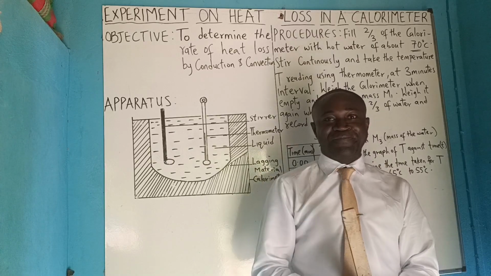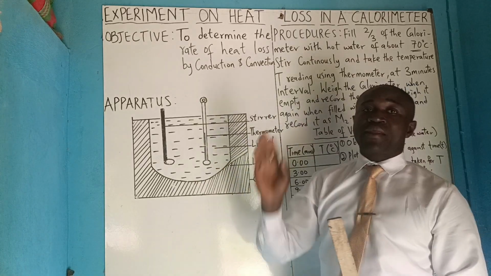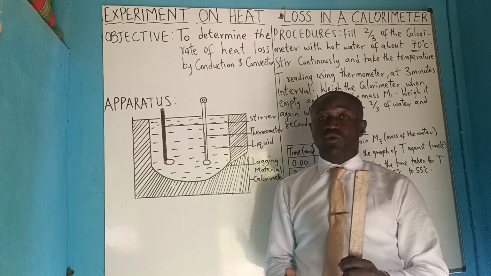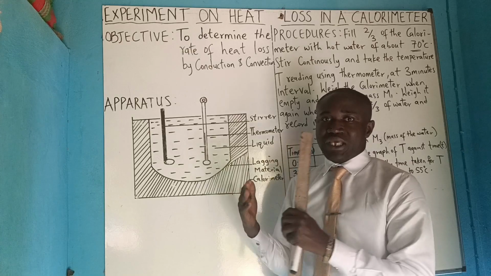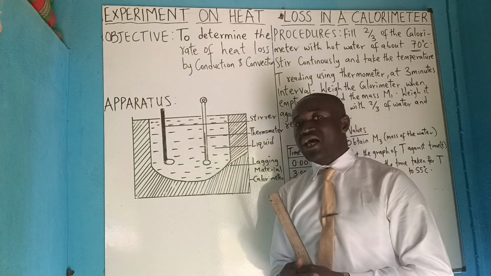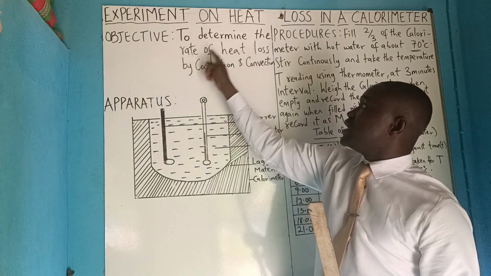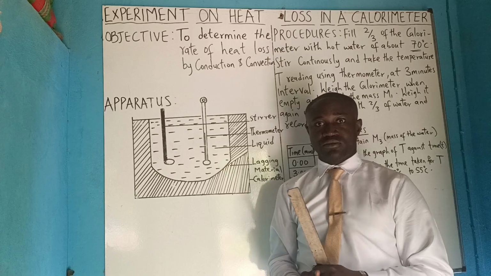We want to discuss in today's video the experiment on heat loss in a calorimeter. We want to see what we can learn from there, and how to perform this experiment in a faster way. It has the objective to determine the rate of heat loss by conduction and convection.